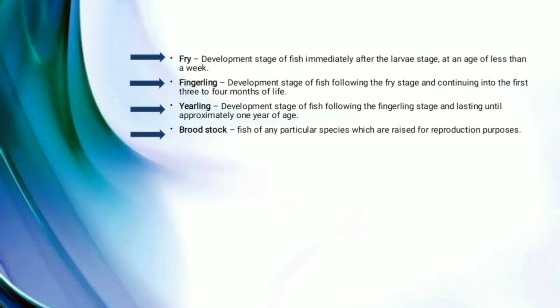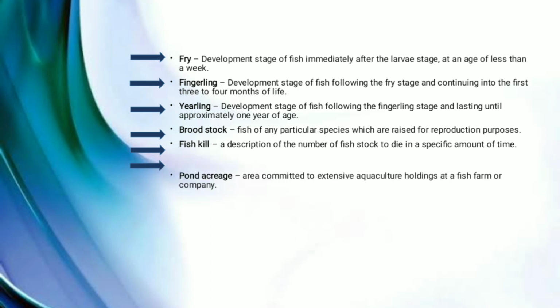And next is broodstock, fish of any particular species which are raised for reproduction purposes. That means if you want to collect oocytes and milt from your fish for the purpose of fertilization, and that fish is mature enough, or their gonads are mature, these will be called broodstock fish. Next is fish kill. A description of the number of fish stock that die in a specific amount of time is called fish kill.